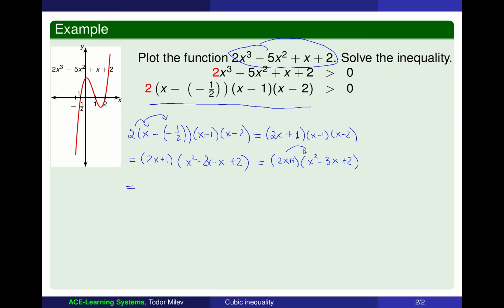Now I'm going to multiply 2x with every one of these terms, and then I'm going to multiply 1 by each one of them. So I'm getting 2x cubed minus 6x squared plus 4x, so this guy with each of those three, plus x squared minus 3x plus 2.